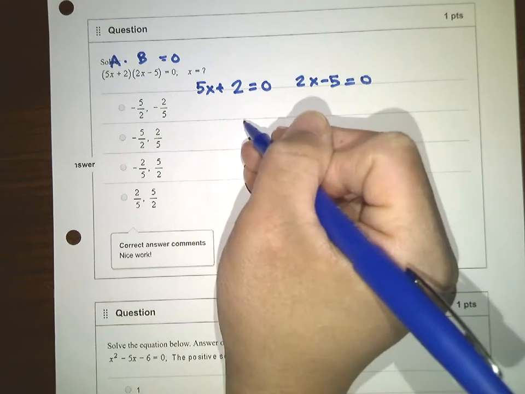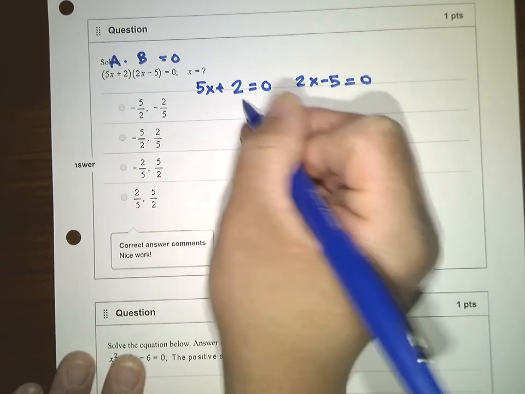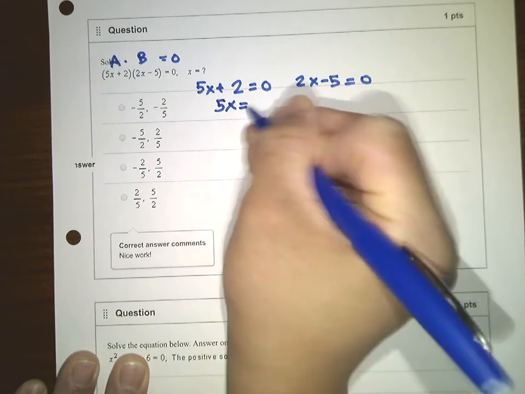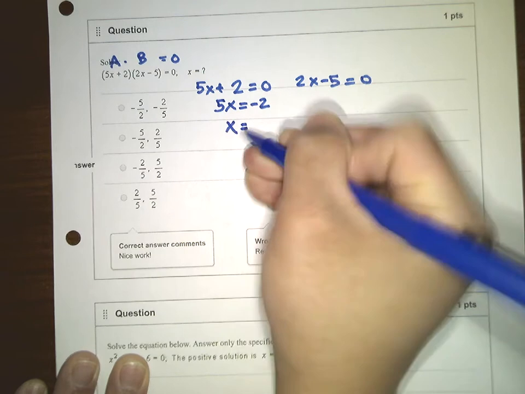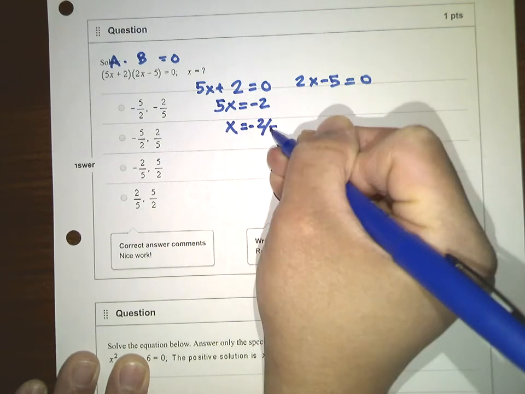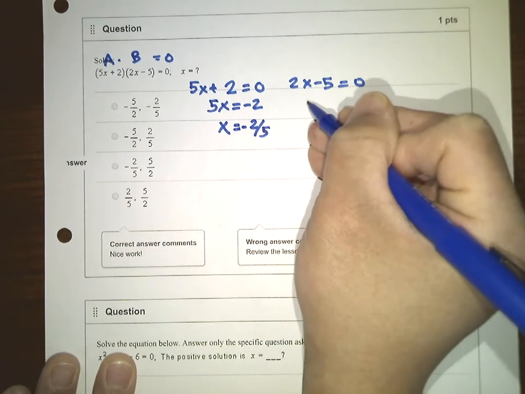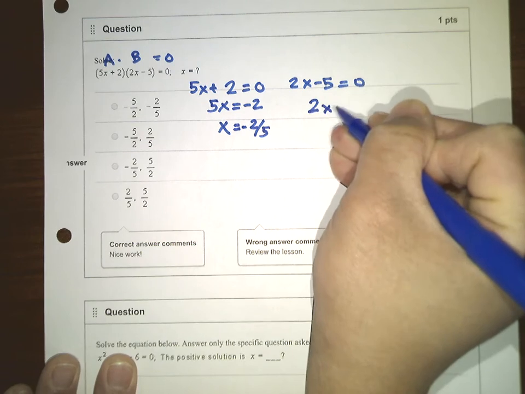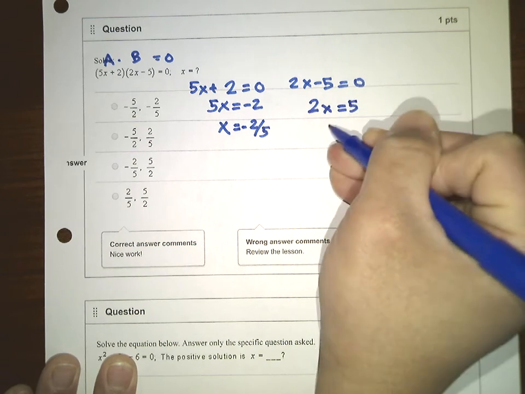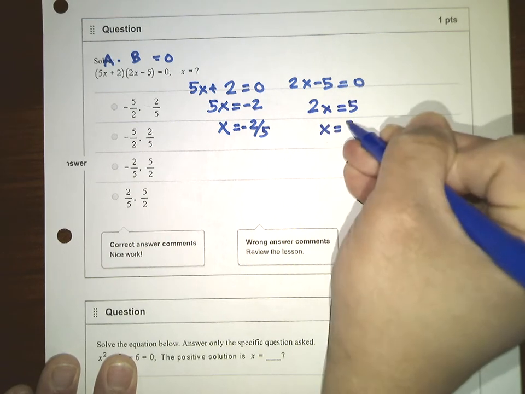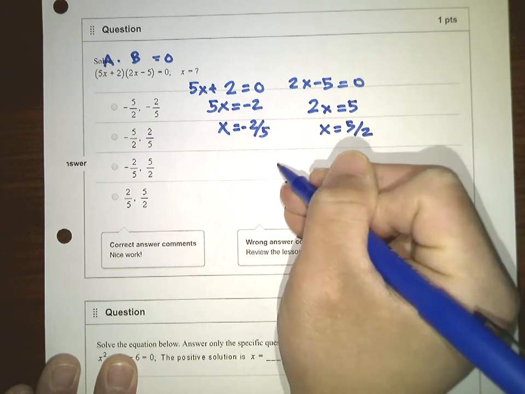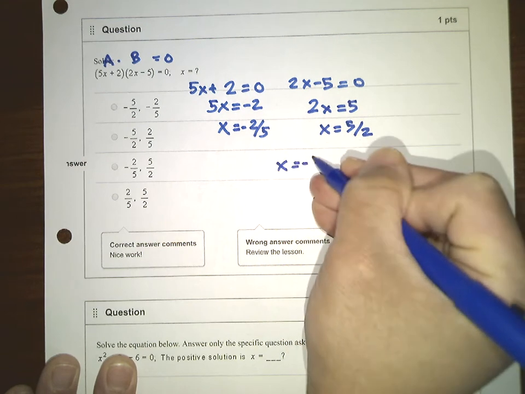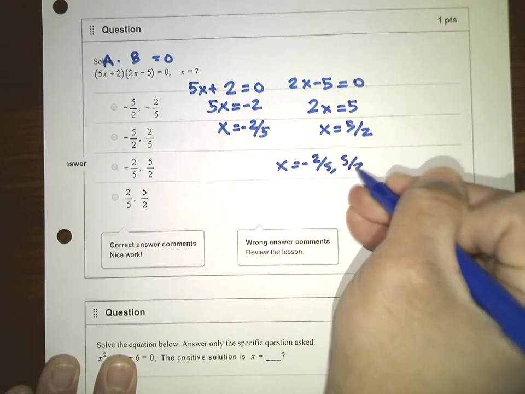So here, let's just solve each equation separately. I'll start by subtracting the 2, so 5x is equal to negative 2. Then divide by 5 to get x is negative 2/5. Then 2x minus 5 is equal to 0. I'll add the 5 to get 2x is equal to 5, and then divide by 2 to get x is 5 over 2. So if I write these in order from lowest to highest, I have x is negative 2/5 or 5/2.